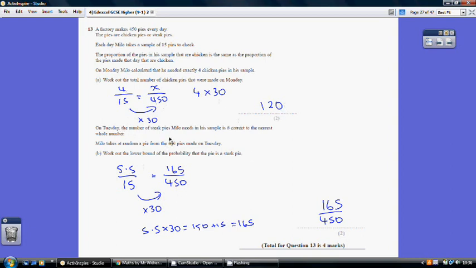Now on Tuesday, the number of steak pies Milo needs in his sample is 6, correct to the nearest whole number.